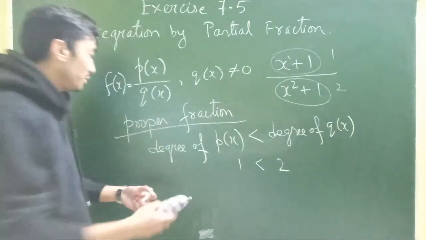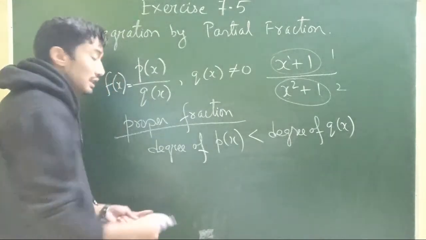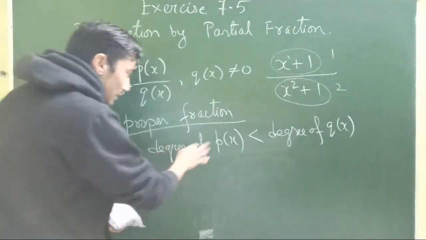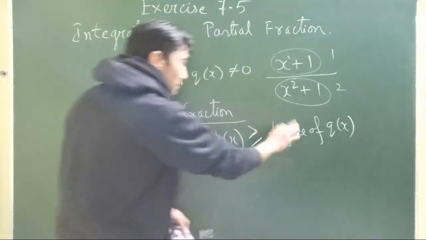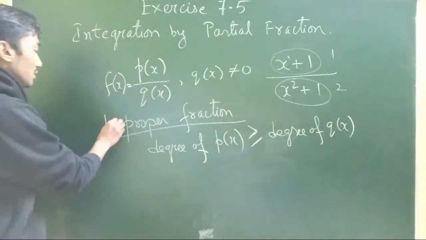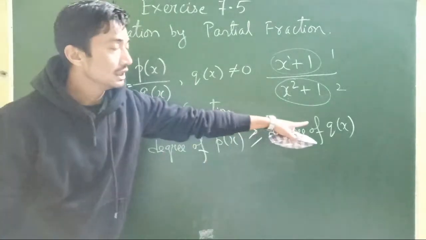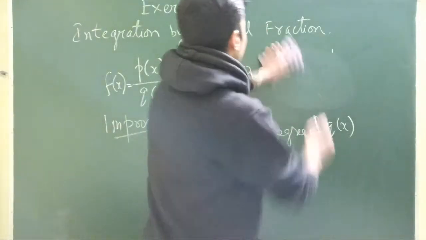And that means what will be an improper fraction? An improper fraction would be that in which the degree of the numerator is either greater than or equal to the degree of the denominator. Example, I can do it here itself.